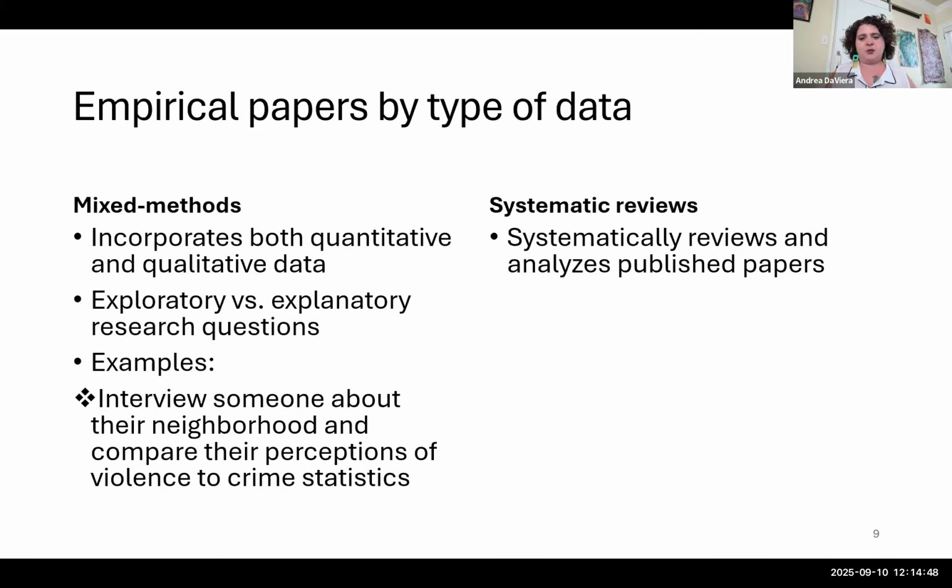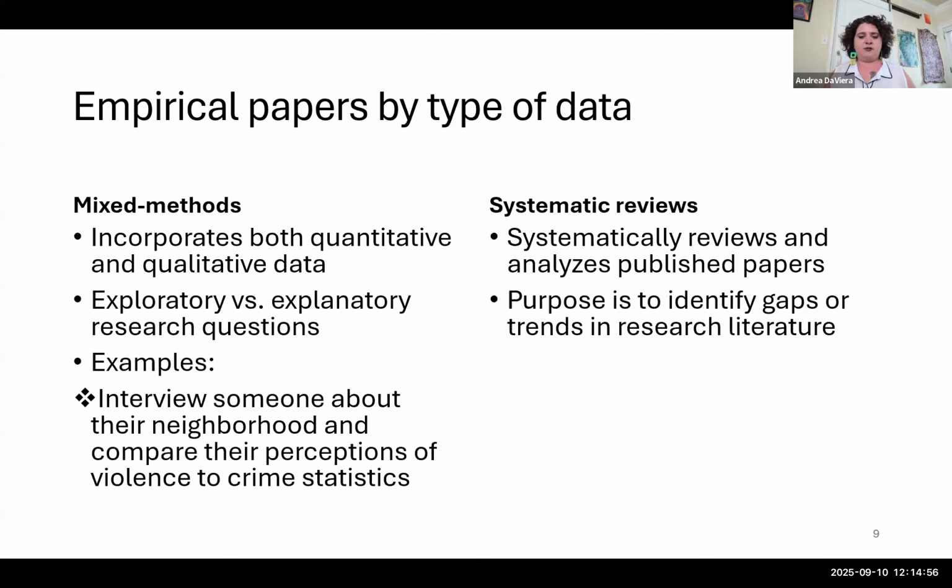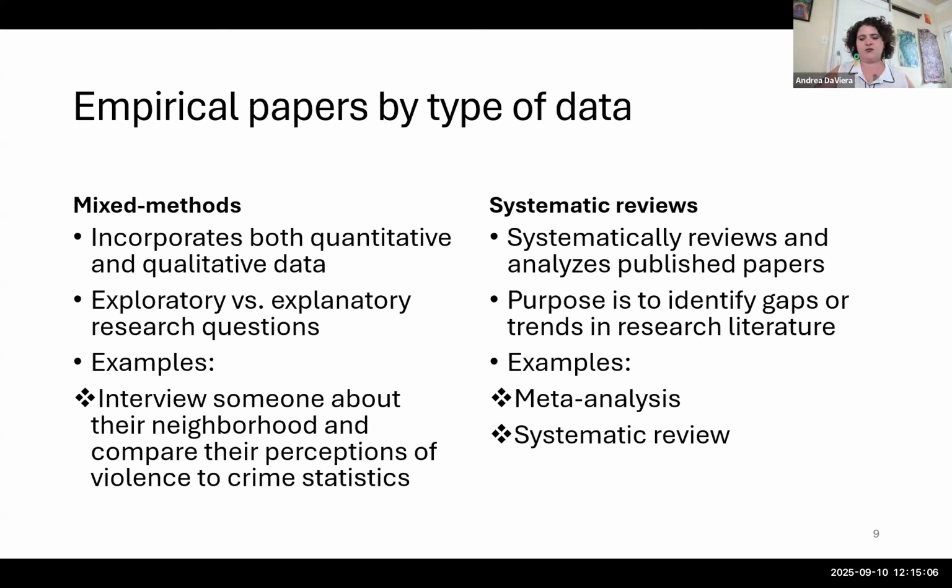A systematic review is a very specific kind of data where the data you're analyzing is already published papers. These are very important types of studies because they help you identify gaps or trends in research literature. And there's different types. There's meta-analyses, which are more quantitative, systematic reviews that try to look at an entire body of literature. There's qualitative synthesis, where if you're doing something, but the data is more qualitative. And so you'll definitely come across these papers as well as you're doing your own literature reviews and research.